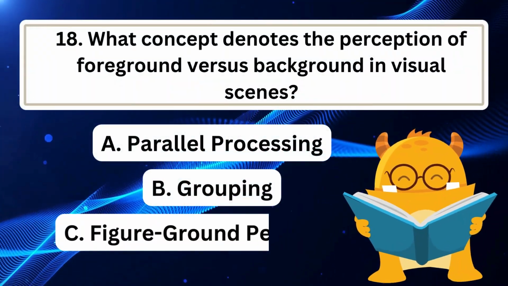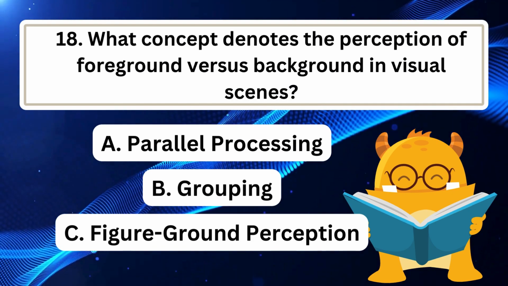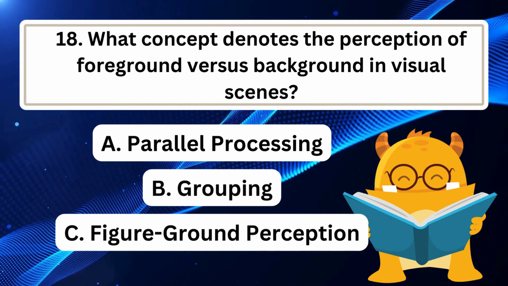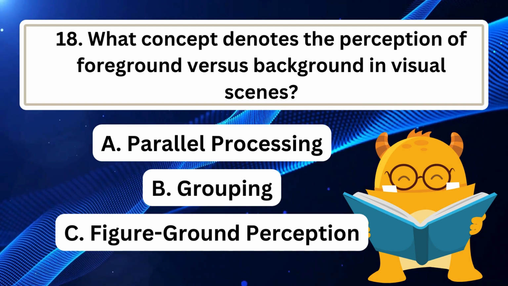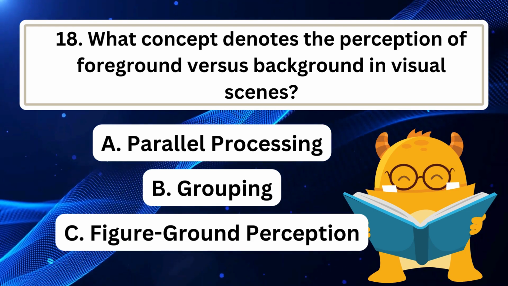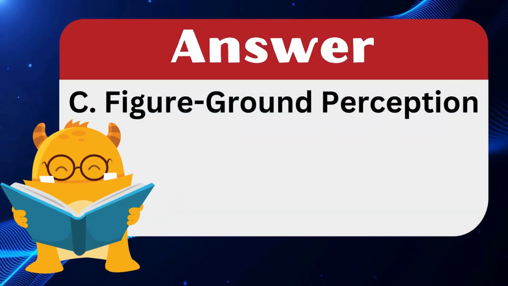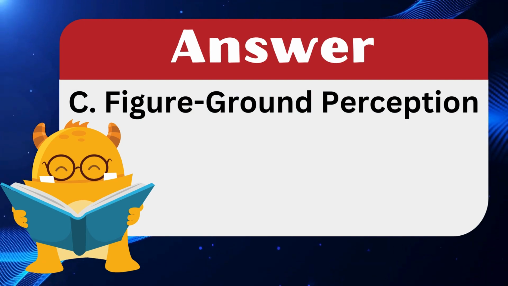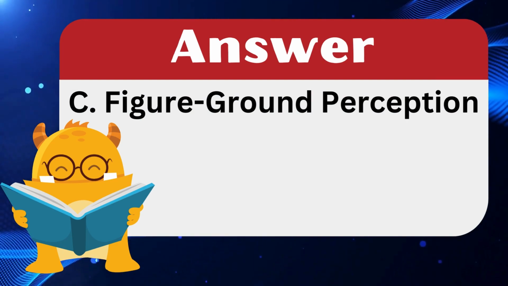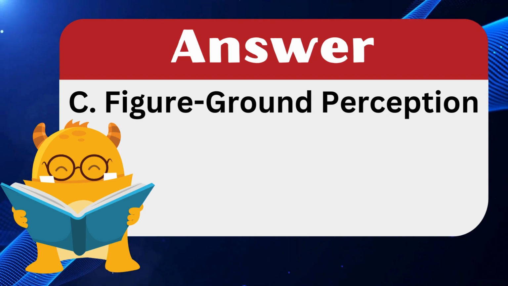18. What concept denotes the perception of foreground versus background in visual scenes? A. Parallel processing. B. Grouping. C. Figure ground perception. C. Figure ground perception. Figure ground perception describes the distinction between foreground and background in visual scenes.